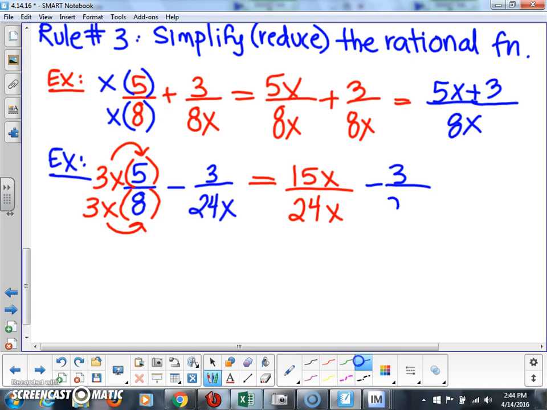Minus 3 over 24x. Okay, so I am subtracting. What is 15x minus 3? 15x minus 3, it just stays that way. If both terms, 15x and 3, had x's, then I could combine them. But since they're different, I'm going to keep them separate. And if I was able to have x in both, then I could factor it out. Questions on that?